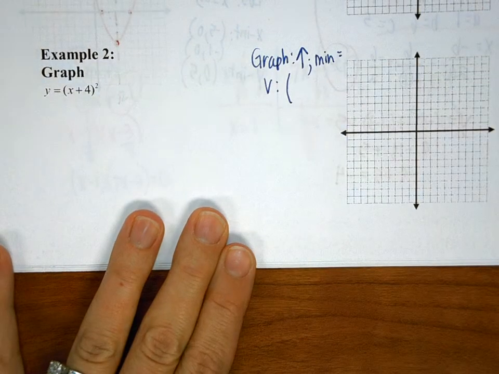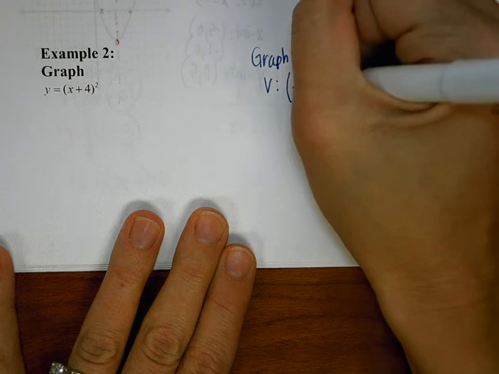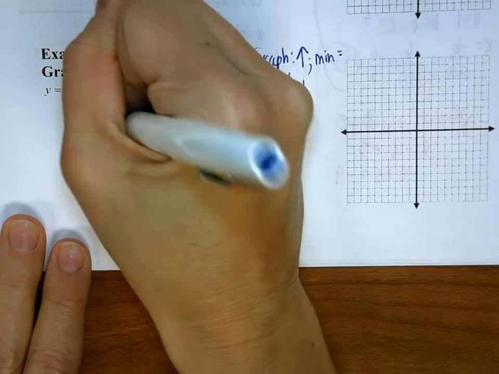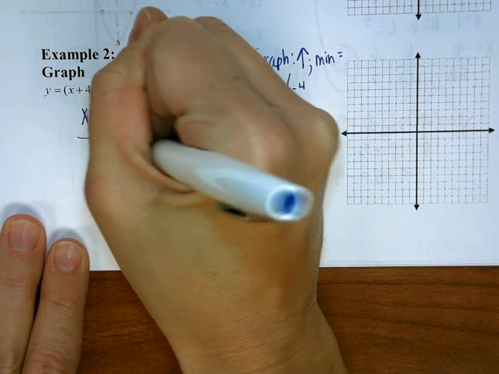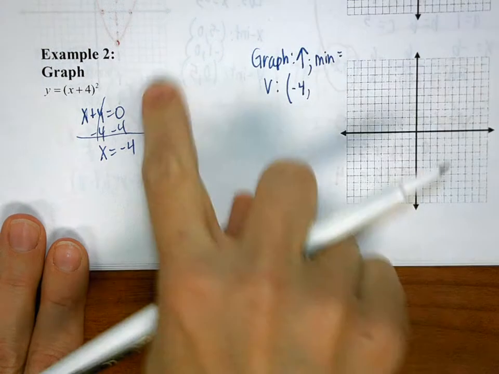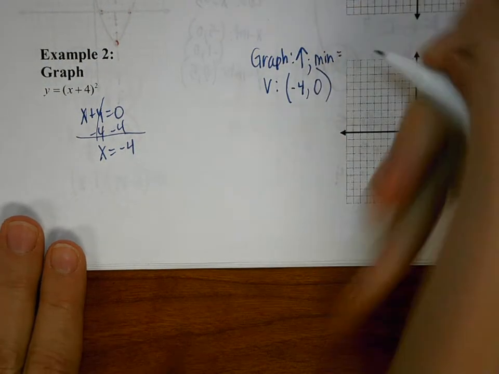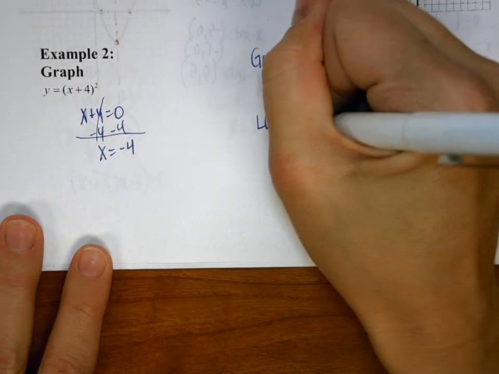Okay. Then we have our vertex. What is going to be my x value, the vertex on this one? -4. And again, you can take this part and set it equal to 0 if you want to. X plus 4 equals 0. Subtract 4, and you get x equals -4. Okay, your y value is just the number at the end. What number is at the end? 0. Good job.